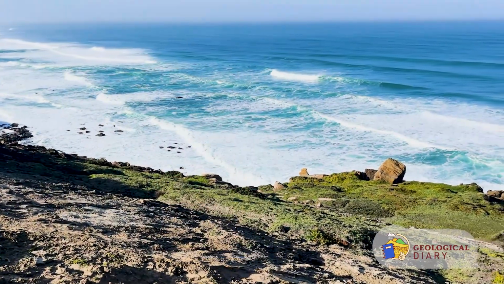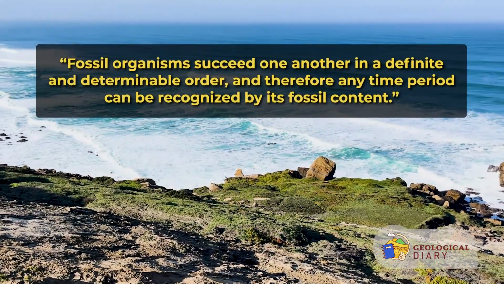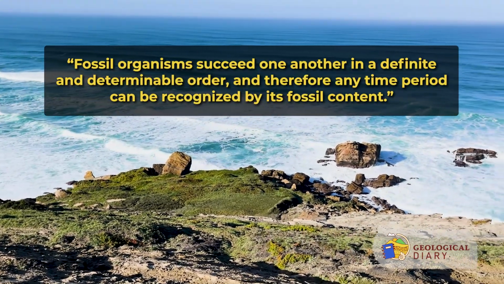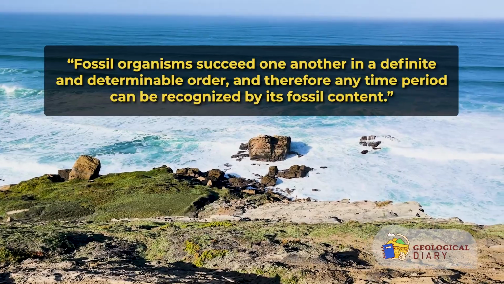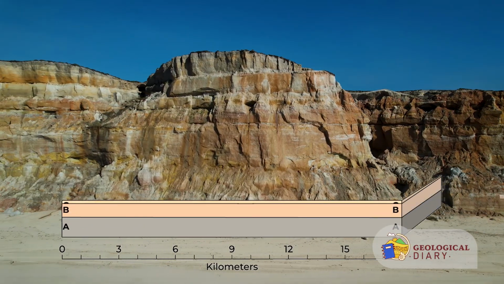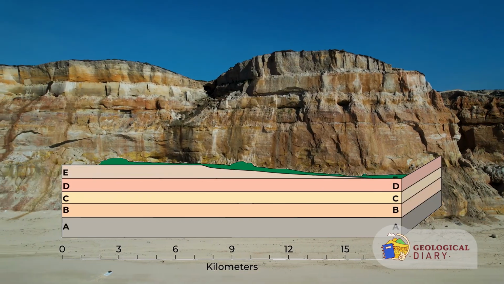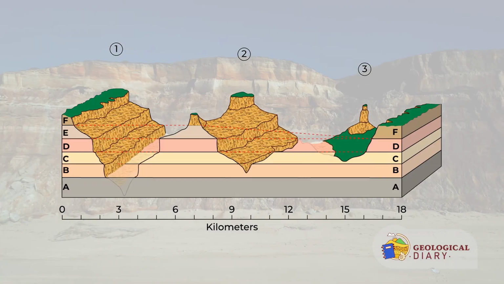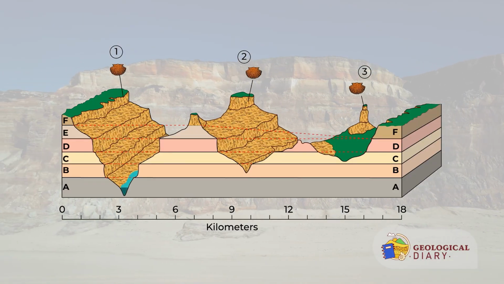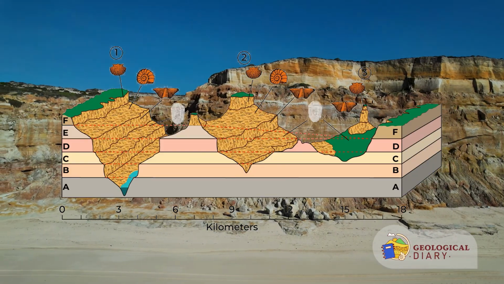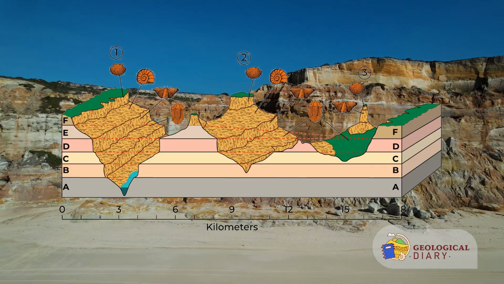It states that in a conformable succession, fossil organisms succeed one another in a definite and determinable order, and therefore, any time period can be recognized by its fossil content. As an engineer, Smith noted that each rock formation in the canals he worked on contained fossils unlike those in the beds either above or below. Further, he noted that sedimentary strata in widely separated areas could be identified and correlated by their distinctive fossil content.